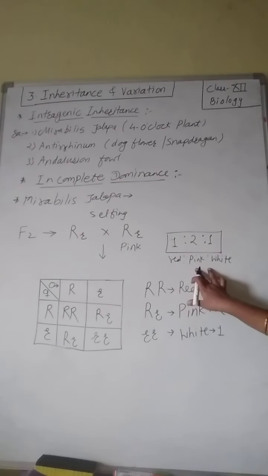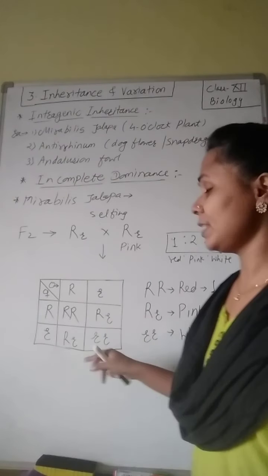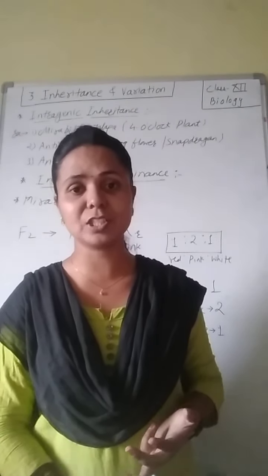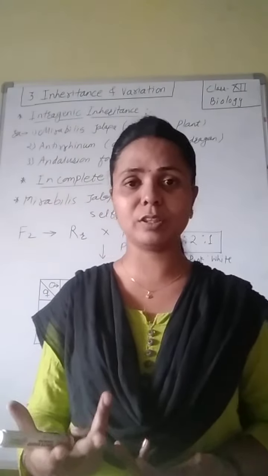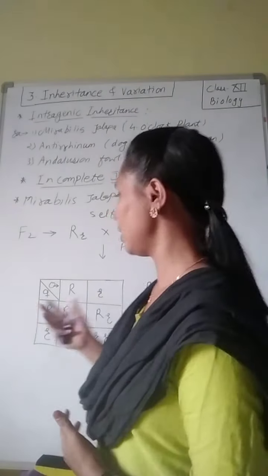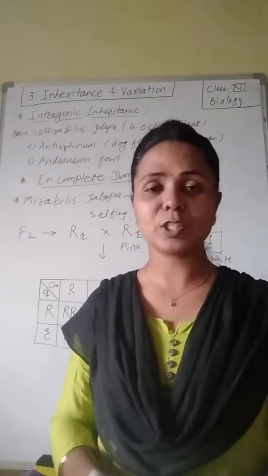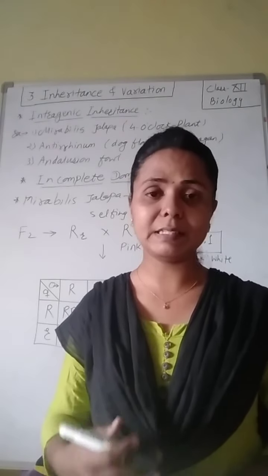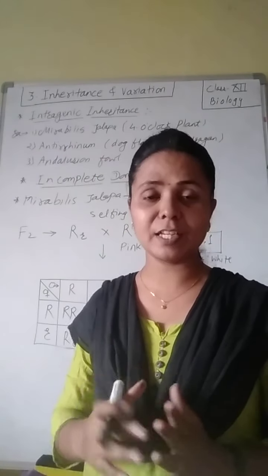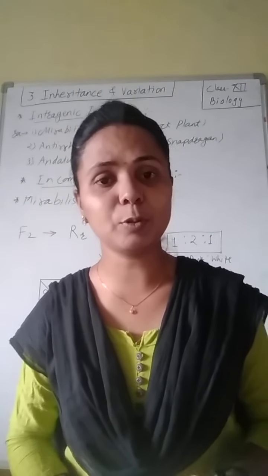So it shows that no gene is completely dominant. In the F1 generation the red color gene does not have the ability to completely dominate the white color gene, and the mixture of red and white shows pink color. This was also seen in the F2 generation. So this is about the Mirabilis jalapa flower. It shows incomplete dominance, and this is an example of intragenic inheritance, where the genes present on the same chromosome influence one another.